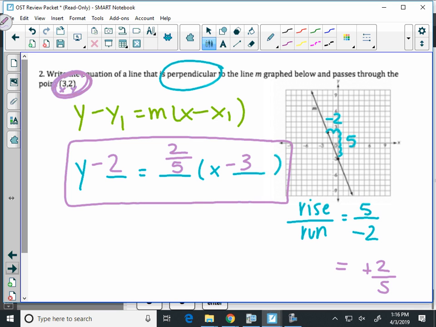You do not need to solve for y. You don't have to. They will accept that as an answer. I don't encourage you to solve for y, especially when your slope is really messy and nothing's going to end up canceling and you're going to have a lot of messy fractions. So leave it like that.